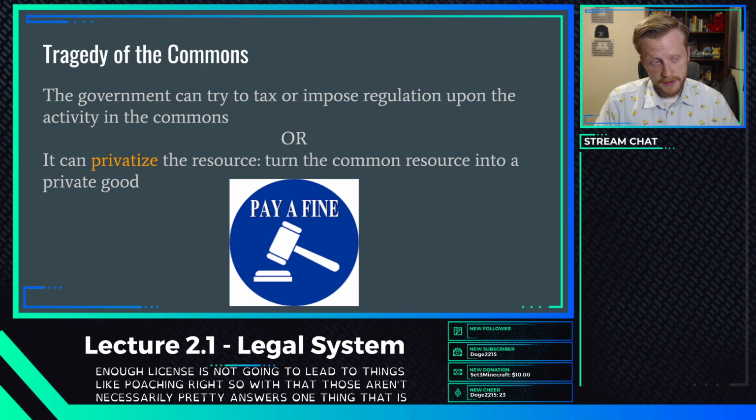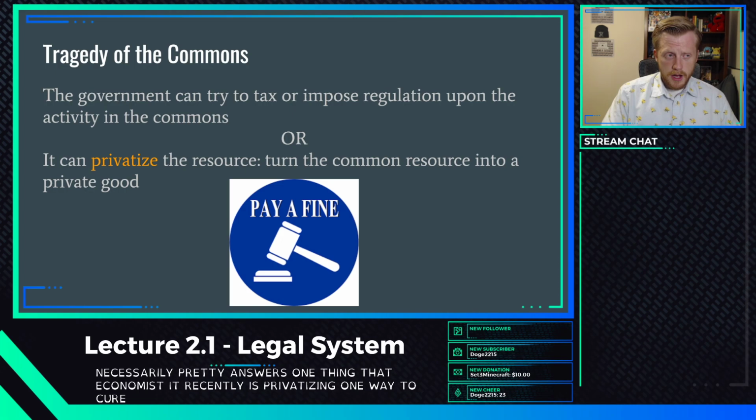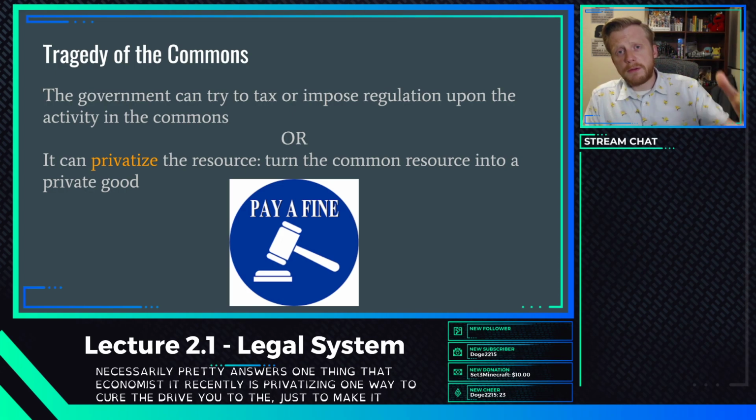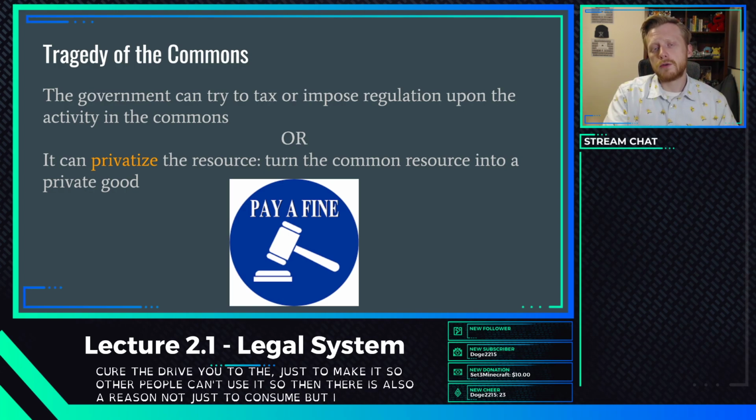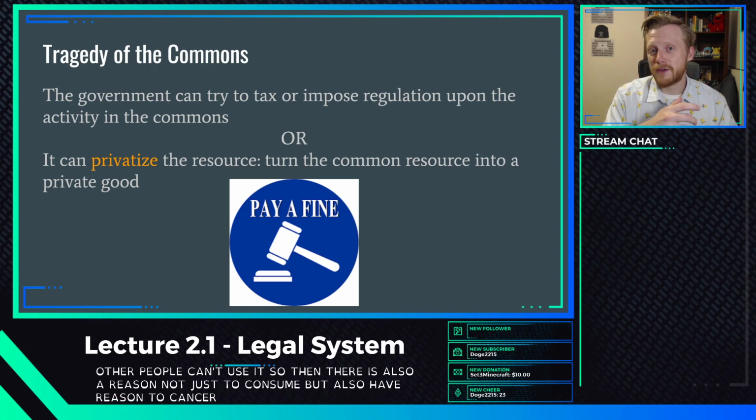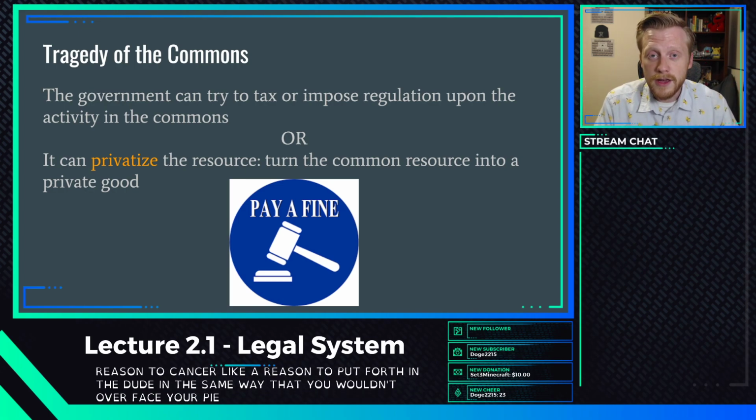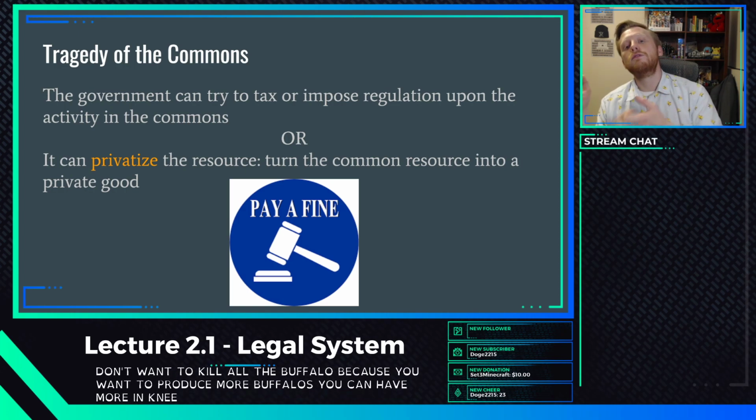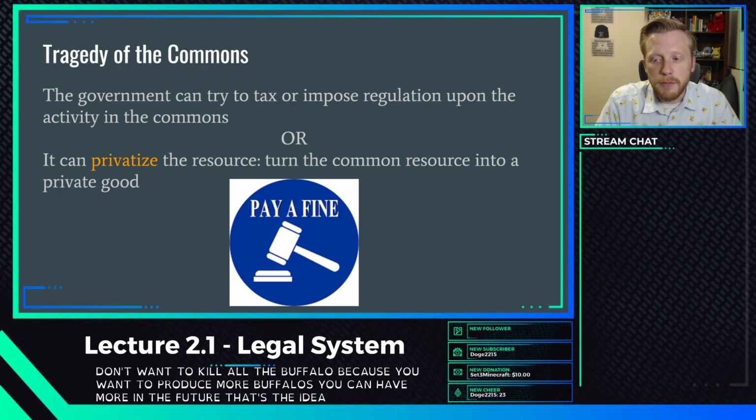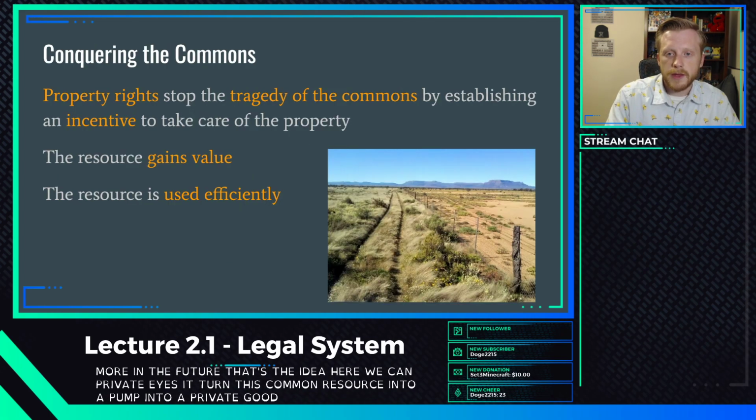One thing that economists have thought of recently is privatizing. One way to cure the tragedy of the commons is to make it so other people can't use it. So then there is also a reason, not just to consume, but also a reason to conserve, right? A reason to put forth in the future. In the same way that you wouldn't overfish your pond, if you own buffalo, you don't want to kill all the buffalo because you want to produce more buffalo so you can have more in the future, right? That's the idea here. We can privatize it, turn this common resource into a private good, okay?